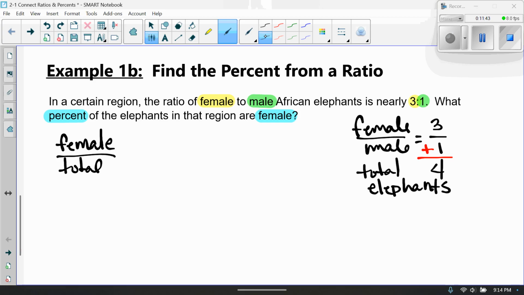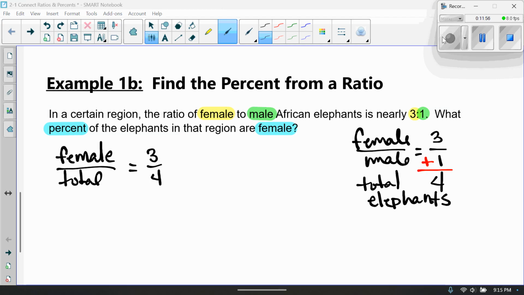So when we fill in our ratio, female is 3 over the total, which is 4. Now remember, this is the part and this is the whole, okay? So now we want to change that 3/4 to a percent. So we want part to whole. So we're comparing part to whole, part to whole. Now remember, in a percent, the whole thing is 100%. And we're looking up there for the part.